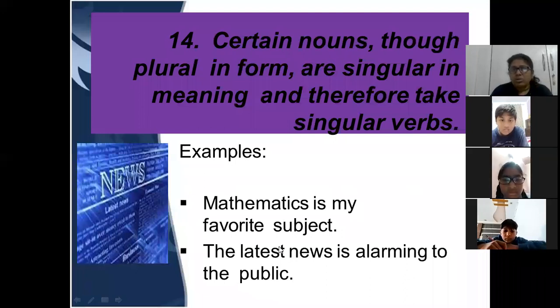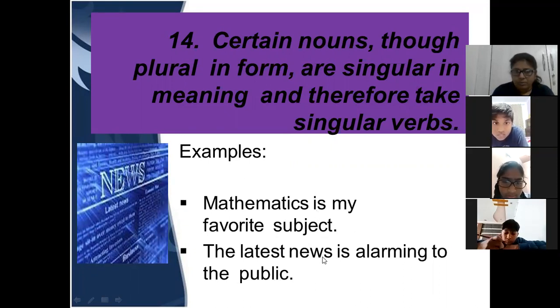Certain nouns, though plural in form, are singular in meaning and therefore they take singular verbs. How is it so? Like you must have read that we never say a mathematic. We always call it mathematics, and news. So they both are plural in form and singular in meaning. Therefore they will also take what? A singular verb. You can see is and is used. Mathematics is my favorite subject. The latest news is alarming to the public. So this way we use is with these words.